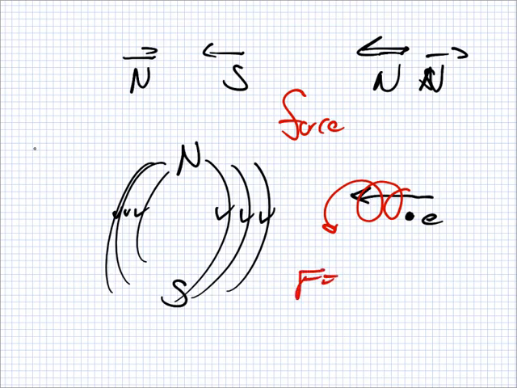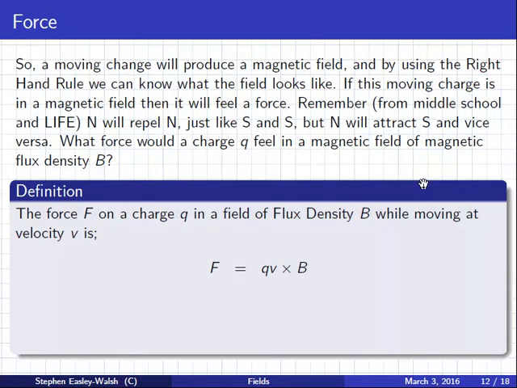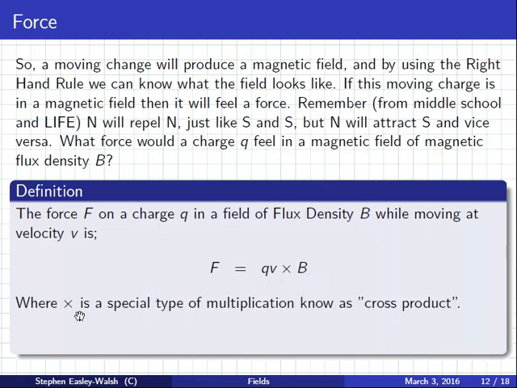So for example, with an electric field, you know that F equals QE. What is it for a magnetic field? So it will depend on the B, it will depend on the Q, and it also will depend on how fast the charge is moving, the V. So the formula will be QV cross B, and this cross is a special type of multiplication known as a cross product. So it's the formula QVB which I care about right this moment.